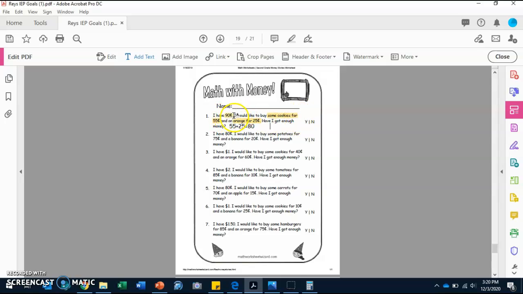And now here we know that he has 90 cents. So he wants to know, does he have enough money? Yes or no? Yes, you're correct. He does have enough money. It's a yes, because 80 is less than 90. So he can get some cookies and an orange, and he will still have money. So yes, he does have enough.